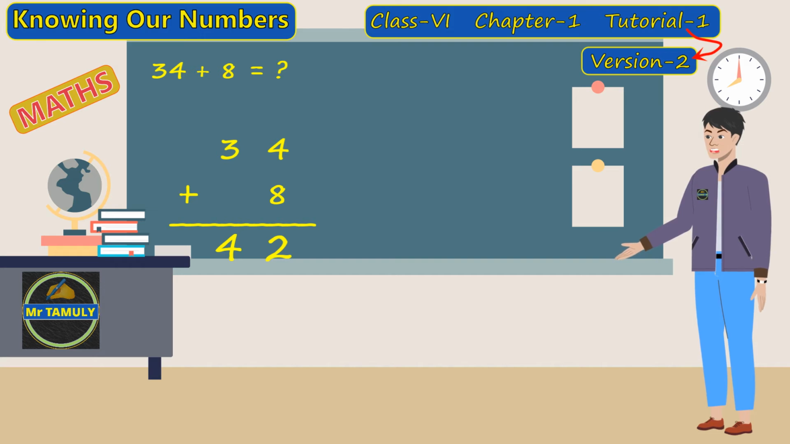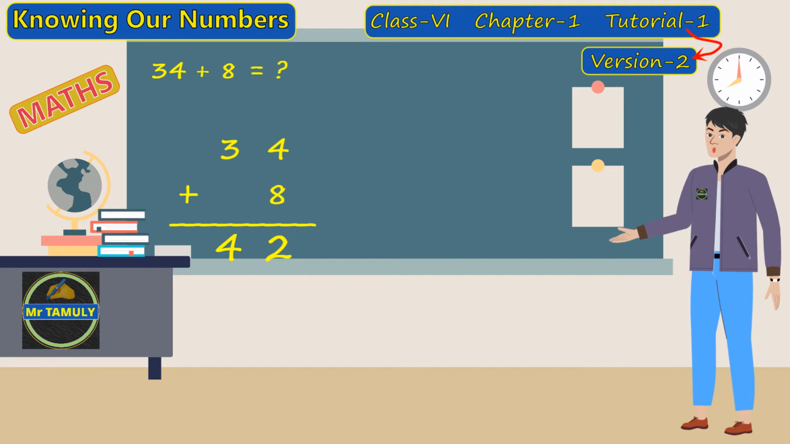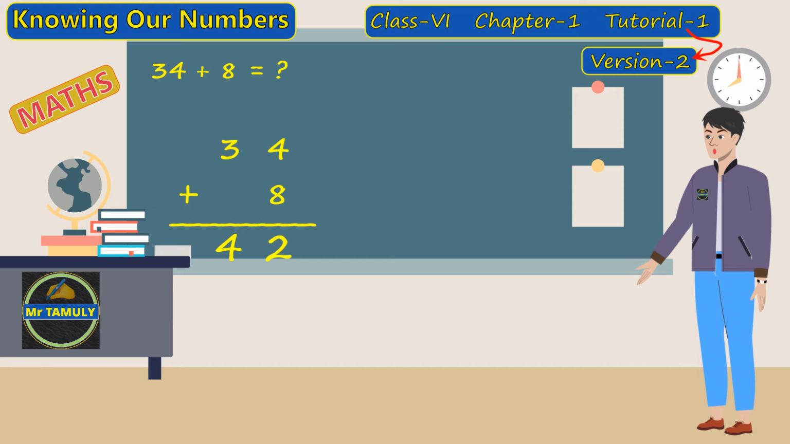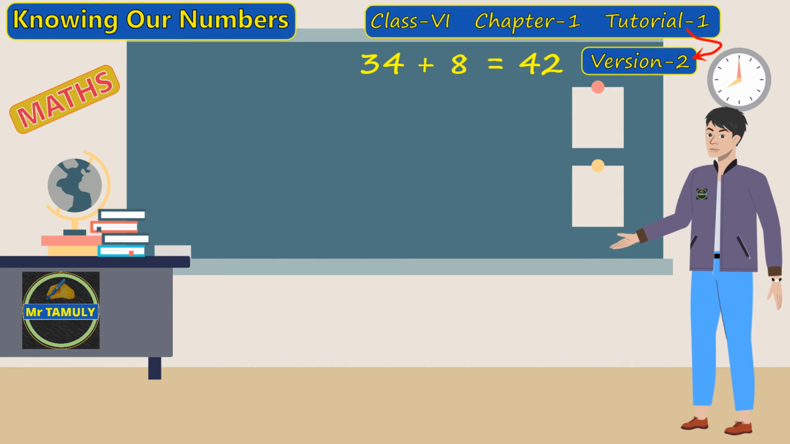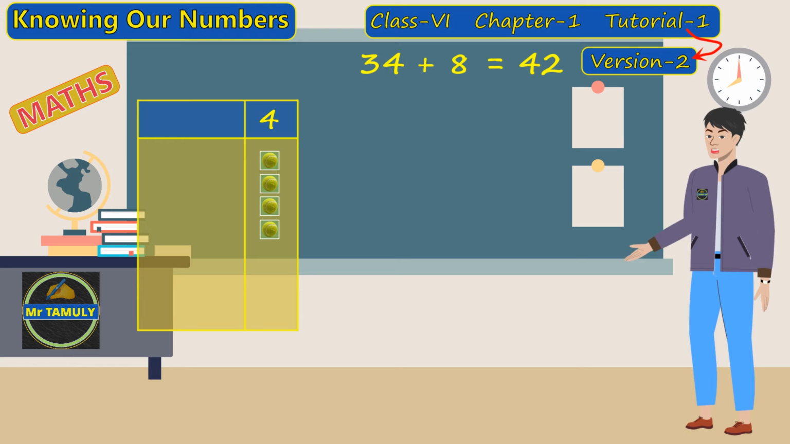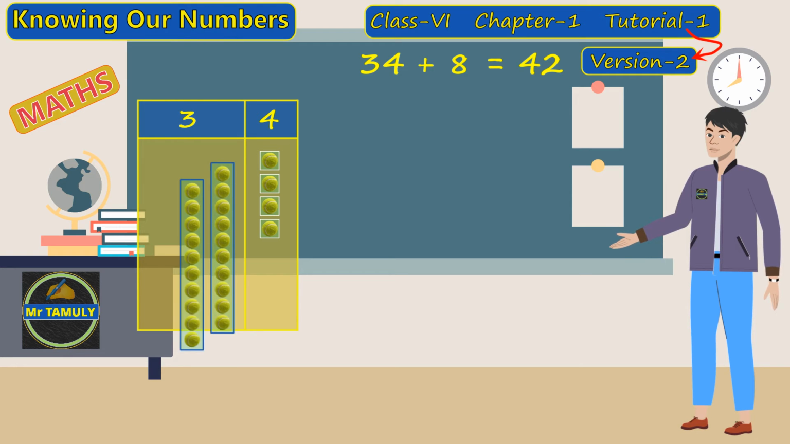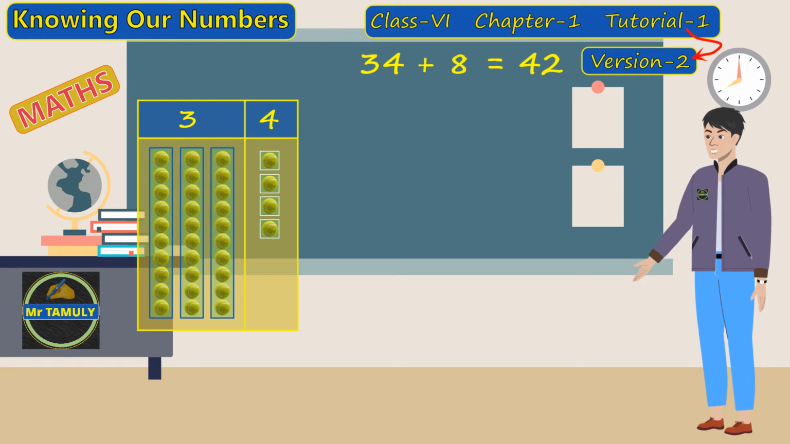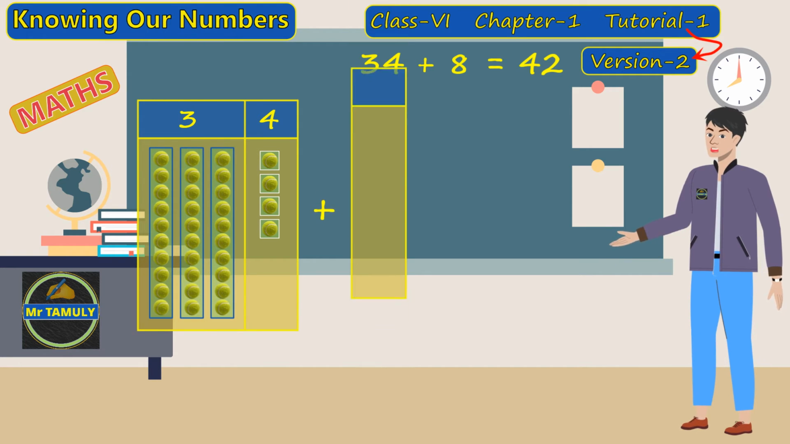Now let us visualize this addition arithmetic through our tennis balls. This will give us a great insight on the concept of place values. First, let us get the tennis ball representation of the number 34. Next we shall bring in our second number 8.